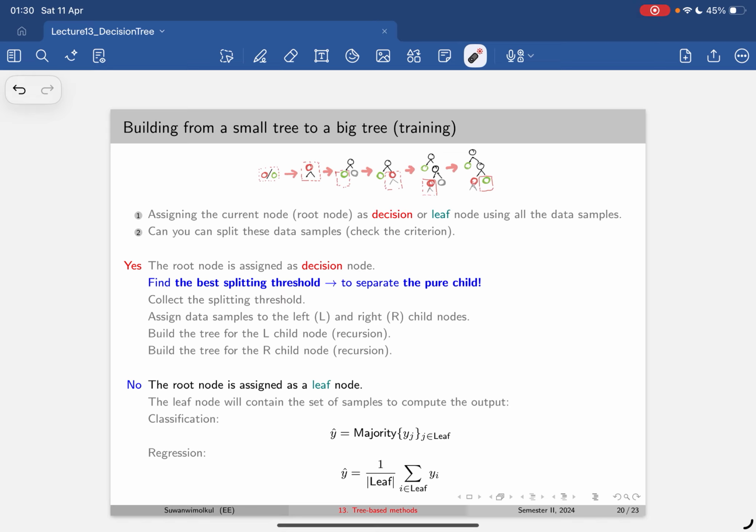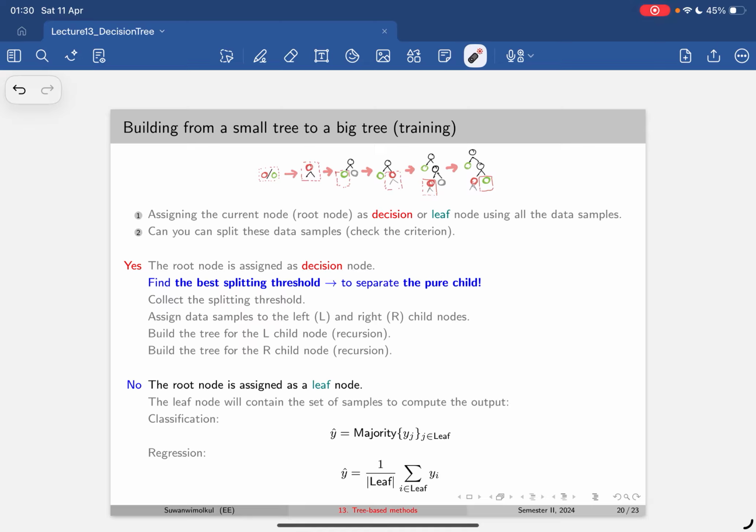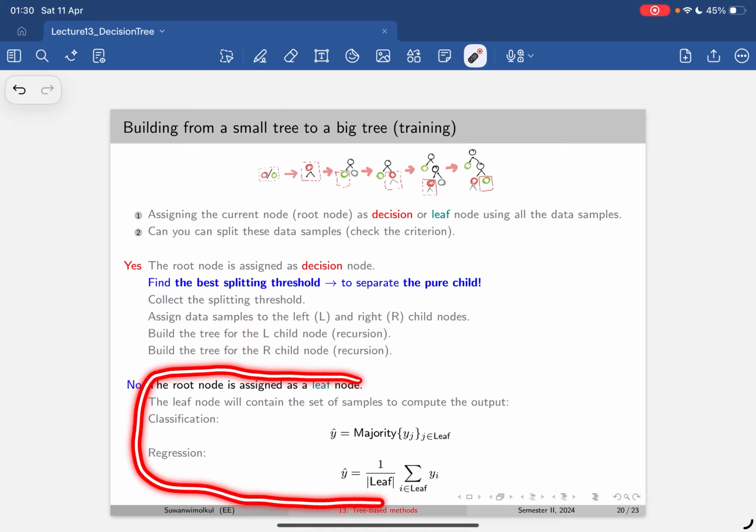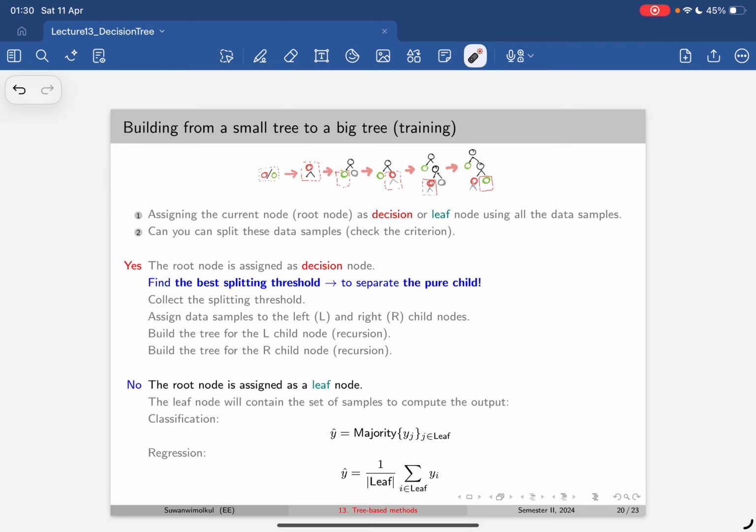And when that is done, the procedure will start again. And when the procedure starts again, it will start to browse into each child node. Let's say that child node happens to not be able to give you any decision because it's already a pure node, so that one will be a leaf node that you have to do some computation to assign the value to.